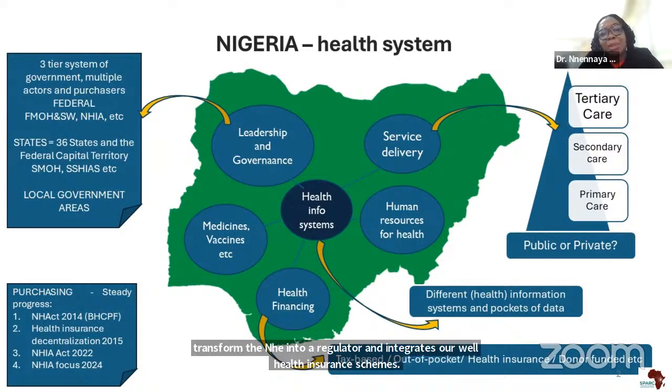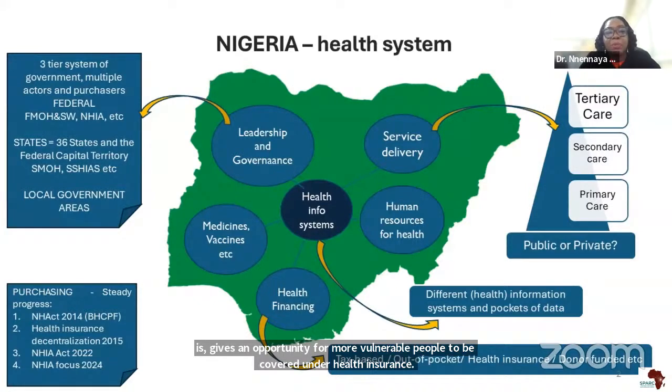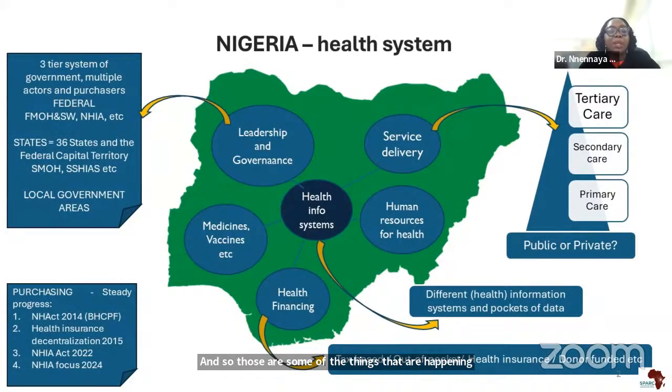That act also establishes the Vulnerable Group Fund, which gives an opportunity for more vulnerable people to be covered under health insurance. So those are some of the things happening within this space. Despite the complexity, there are lots of opportunities. Next slide, please.